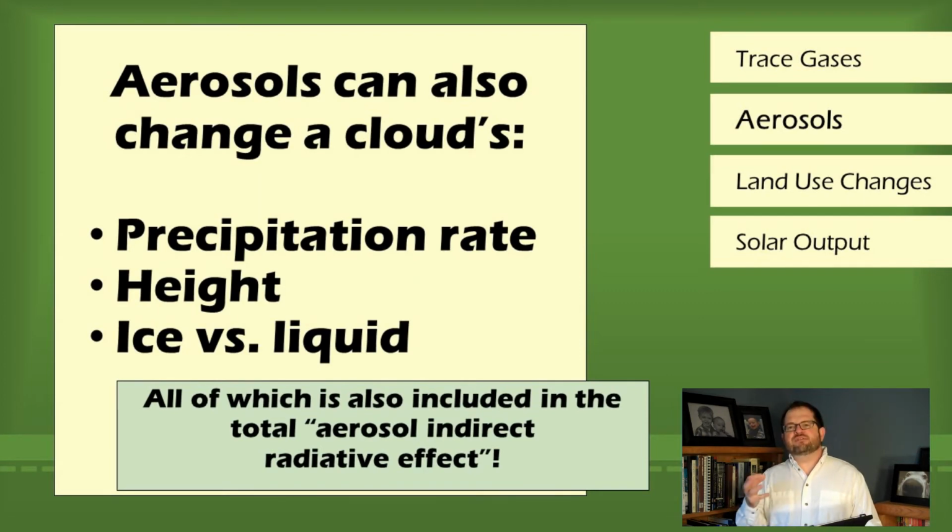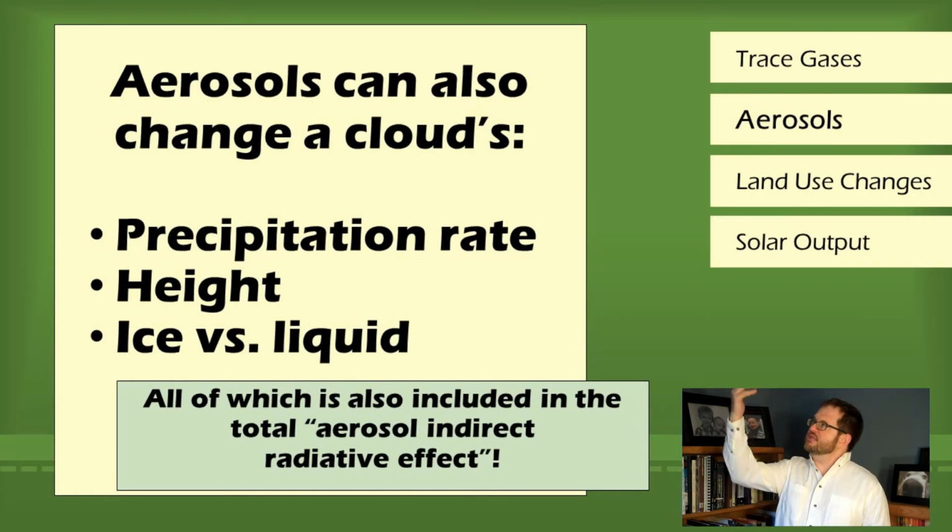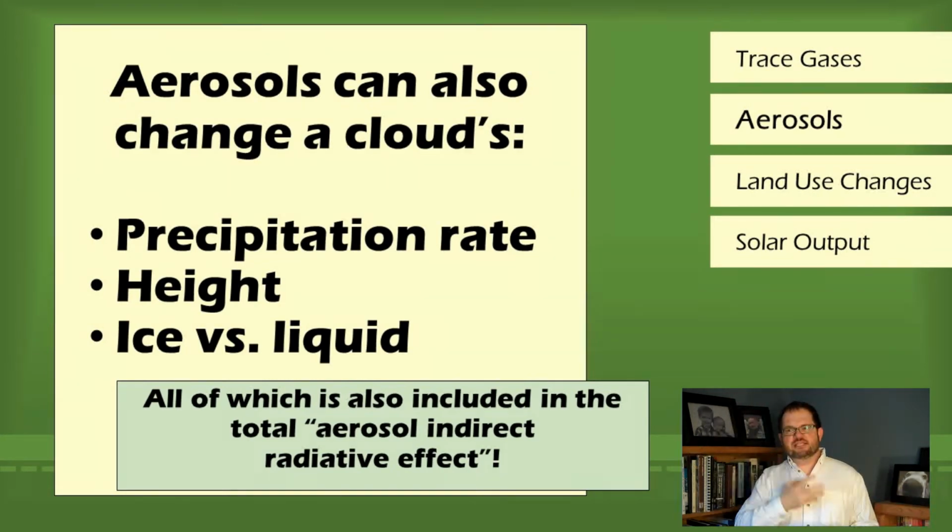The cloud physics is incredibly complicated in terms of how fast it produces precipitation, how high the cloud will grow, what the ratio of ice to liquid in the cloud is, and so on. And all of those change the way the cloud interacts with radiation, and so all of them are included in the total aerosol indirect effect.